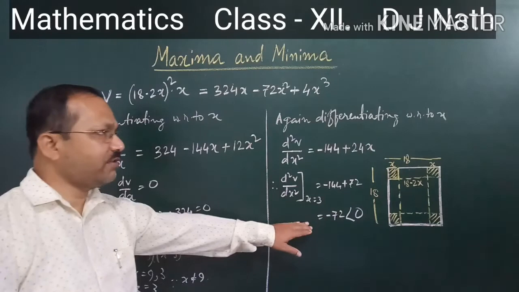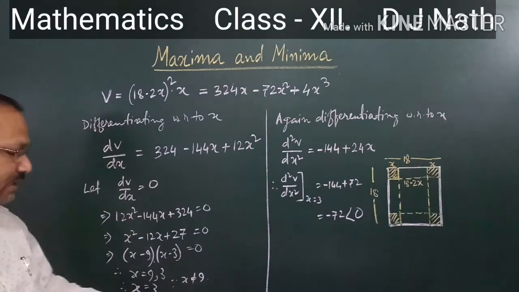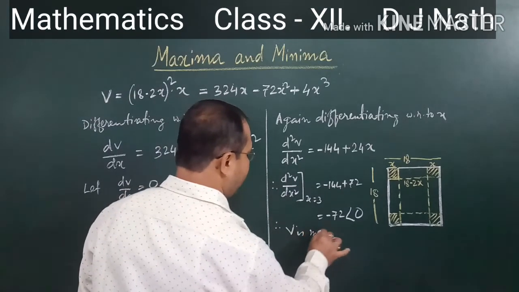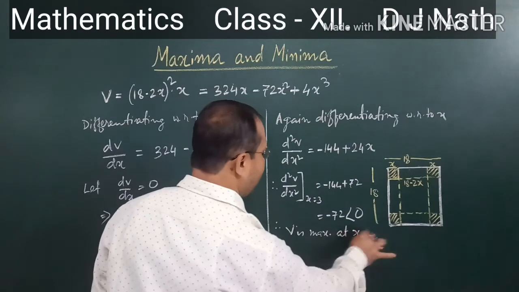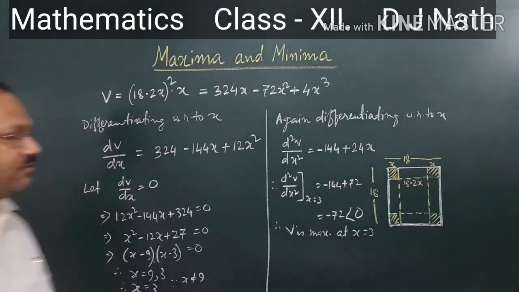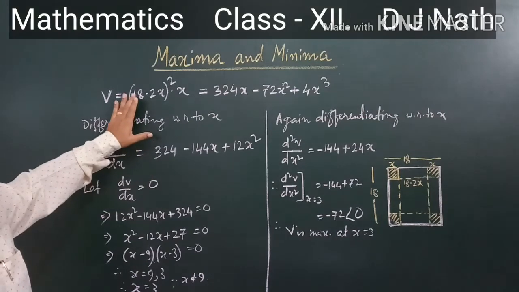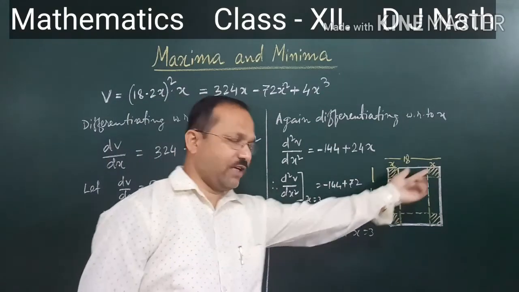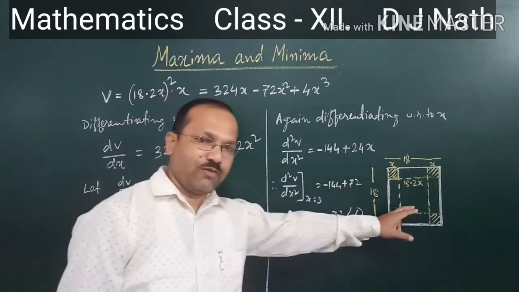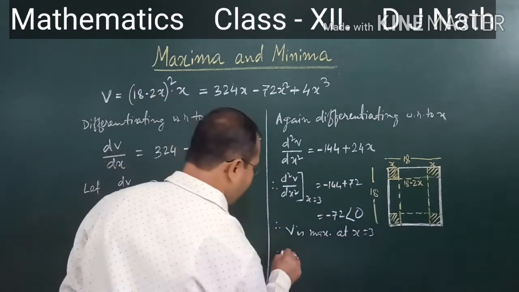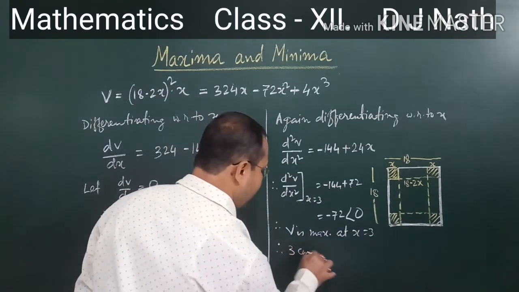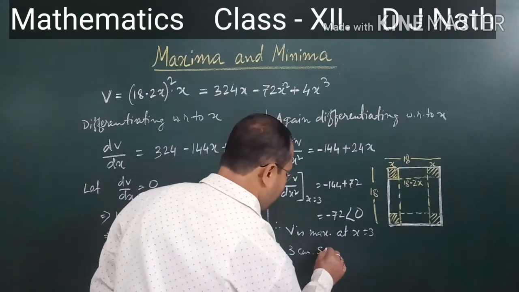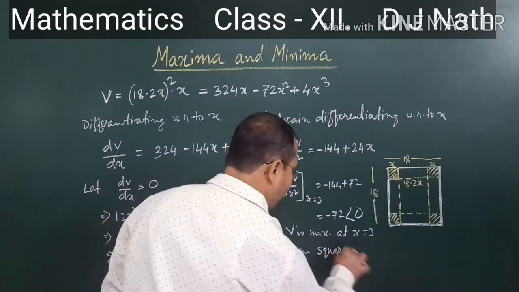Now what can you say? You can say volume is maximum at x is equal to 3. So here the question asks how much you have to cut from each corner. Therefore 3 cm square you have to cut from each corner, so that the volume of the box will become maximum. Therefore 3 cm square should be cut off.